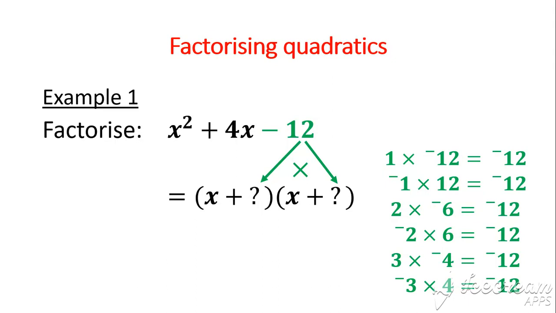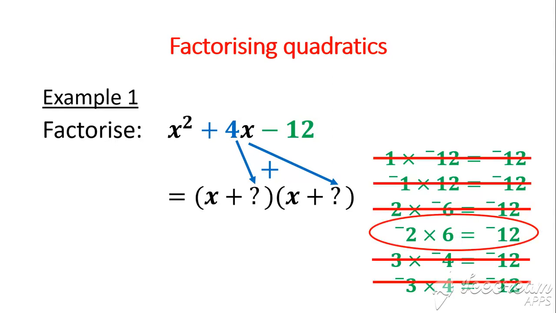Wow, there's heaps of them. But they must add up to give positive 4. The pair that we pick must add to give positive 4. And if you scan down the list here, the only pair that adds to give positive 4 is this pair here. Negative 2 plus 6 makes 4, or 6 minus 2 makes 4.